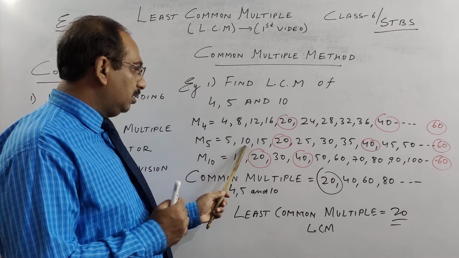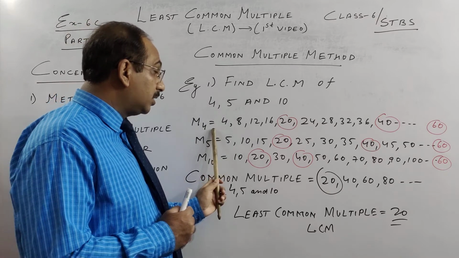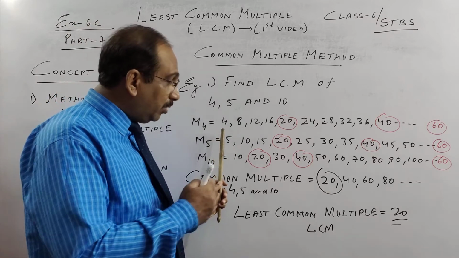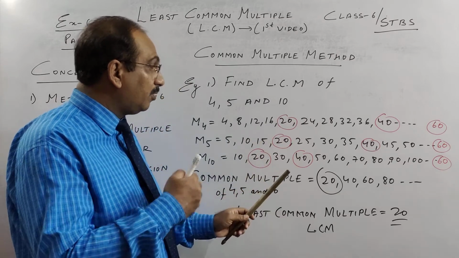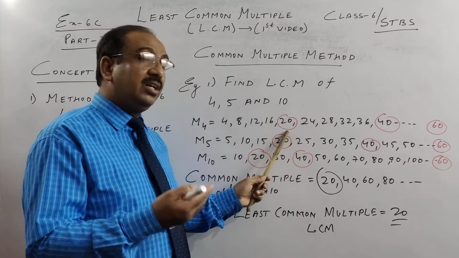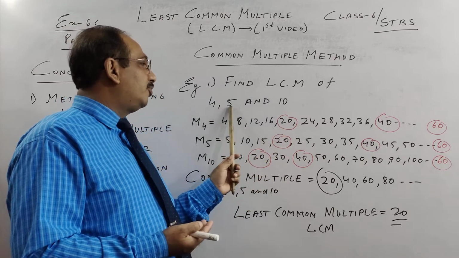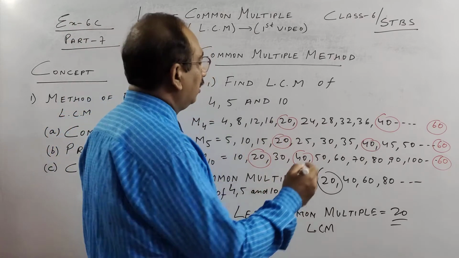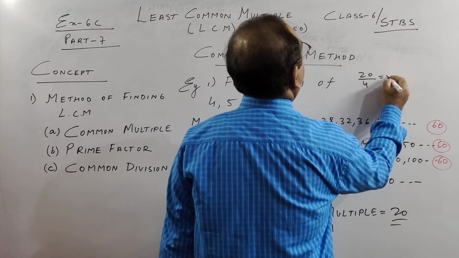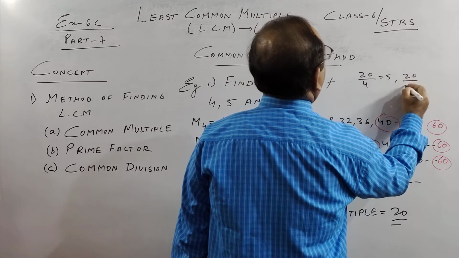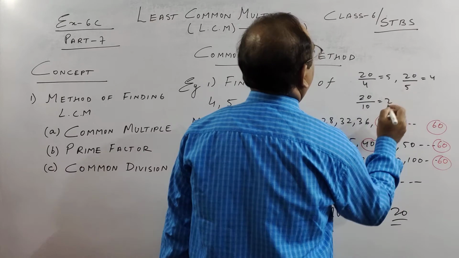See, 10 comes in the table of 5, 10 comes in the table of 10, but it does not come in the table of 4. So multiple means in that table you see, children. So 20 is the least. Now another way of understanding, 20 is the least number which can be divided by 4, 5 and 10. You see here, 20 can be divided by 4, you will get 5. 20 can be divided by 5, you will get 4. 20 can be divided by 10 to give 2.